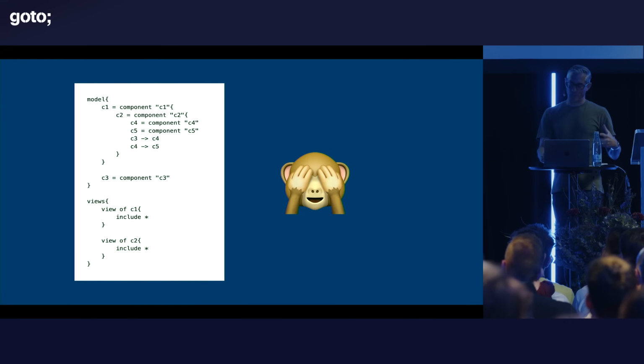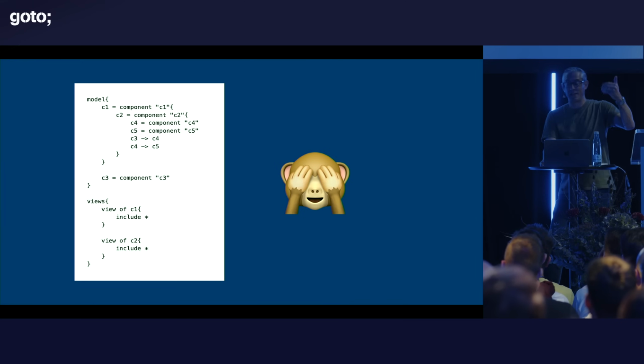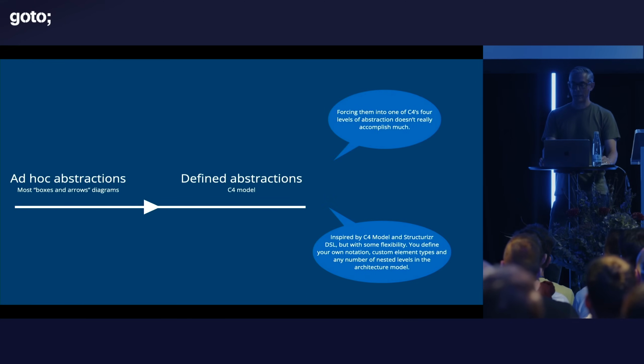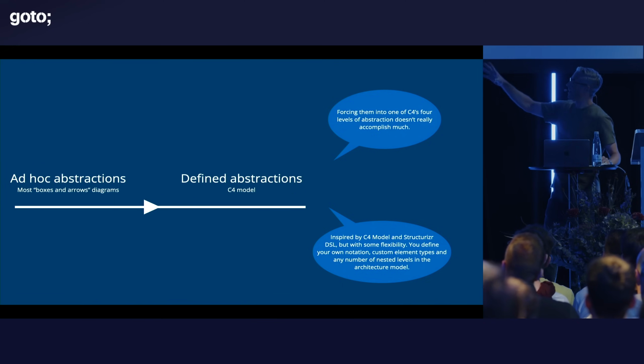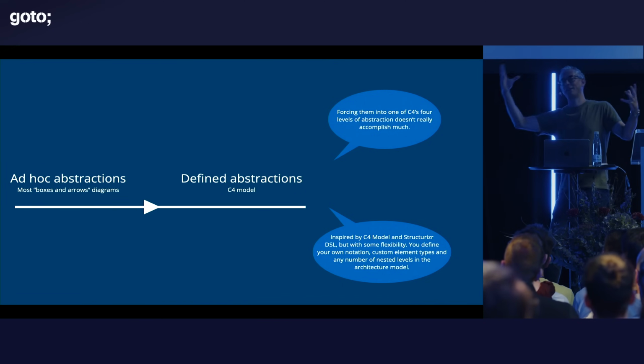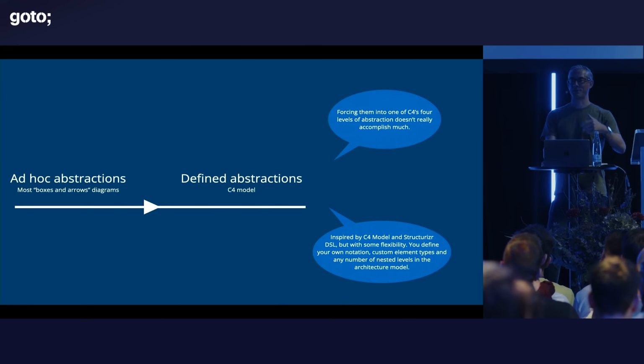So let's step back for a second. What's the point of this? Again, it's to try and remove the rigidity around C4 and those four levels of abstractions. So 20 plus years ago, people were doing ad hoc boxes and arrows. I kind of came along and went, right, let's put some structure around this, and I defined a bunch of abstractions, and that's essentially where C4 comes from. And now people are saying, well, C4 is too rigid. We want more flexible abstraction levels.